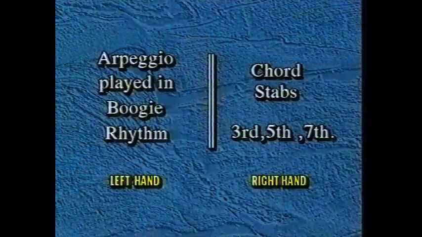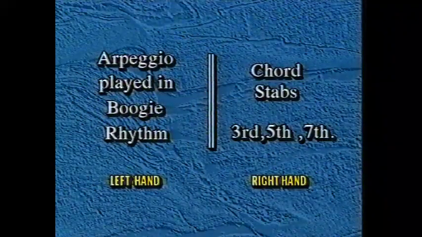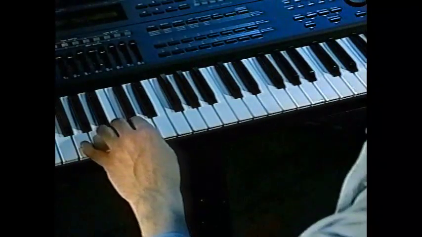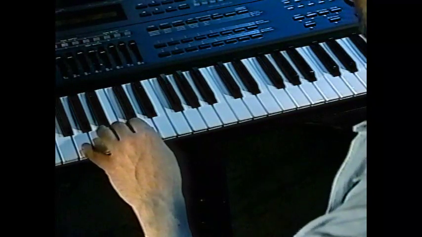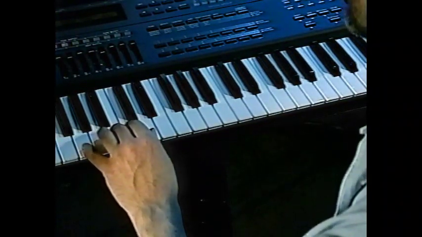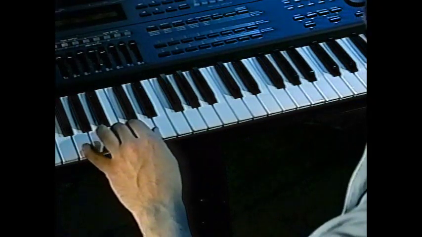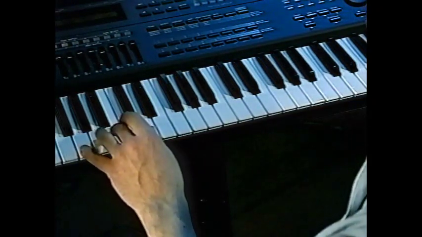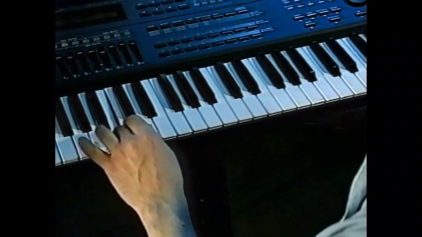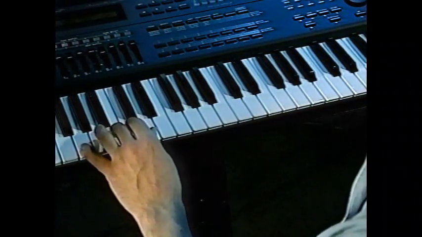In the left hand, we'll be using an arpeggio played in boogie rhythm. So let's start by looking at that boogie left hand. Put a G chord in your left hand. The pattern we're going to play is going to be root, third, fifth, fifth, third, fifth. This is how it should sound.